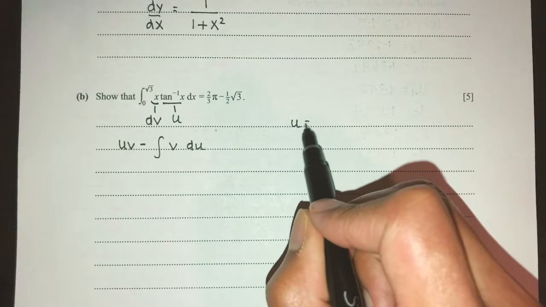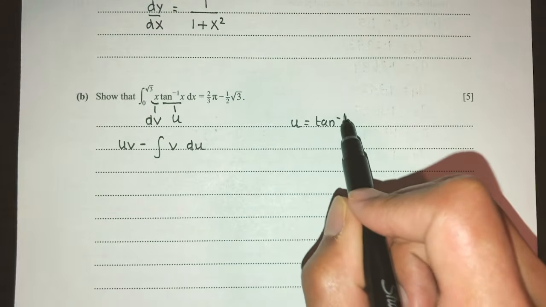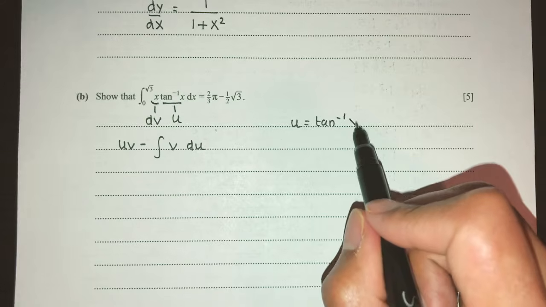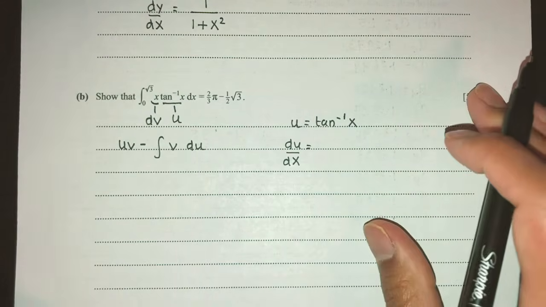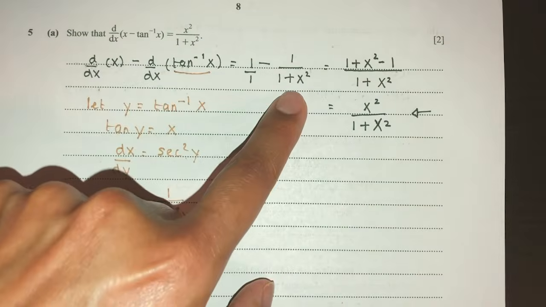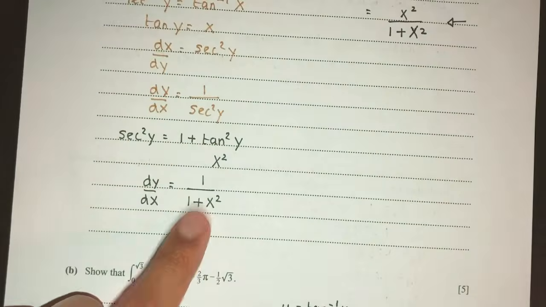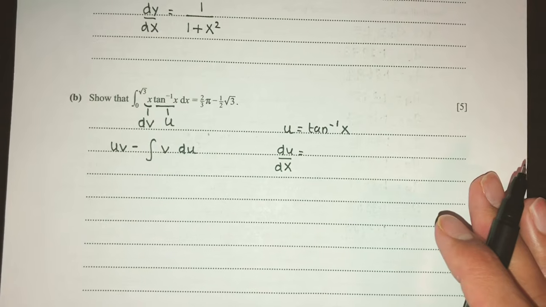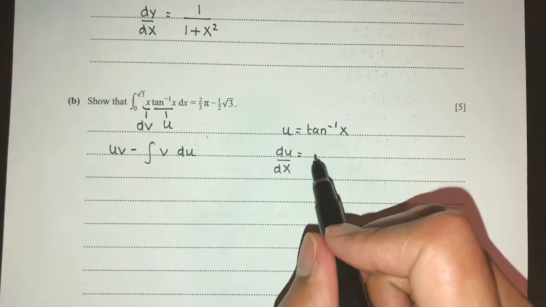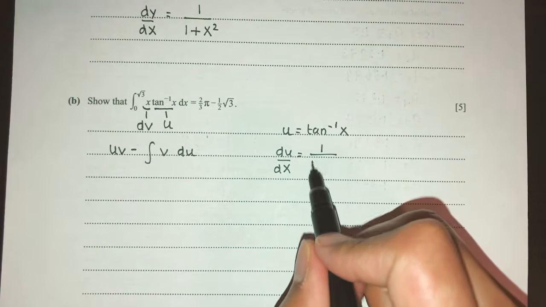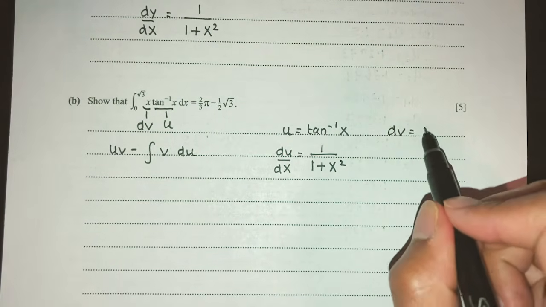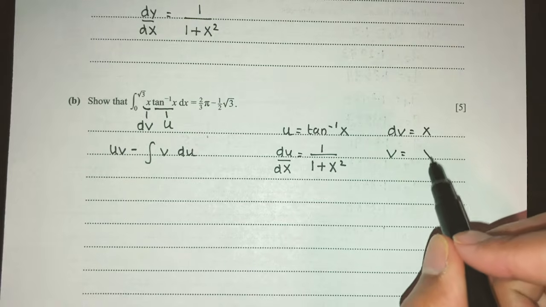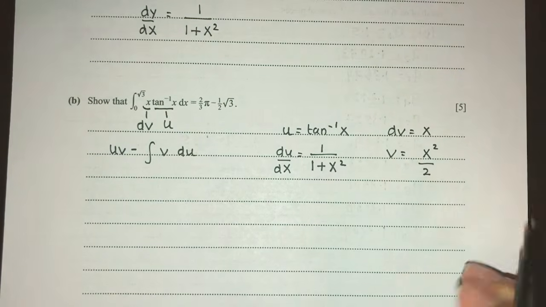So we know u is equal to tan inverse of x. We have to find du by dx, which is 1 over 1 plus x squared. Now we know dv is equal to x, so v will be x squared over 2. Now just replace every value back in the equation.